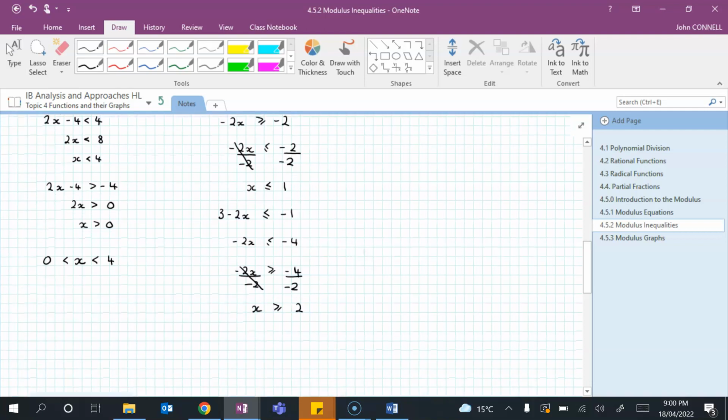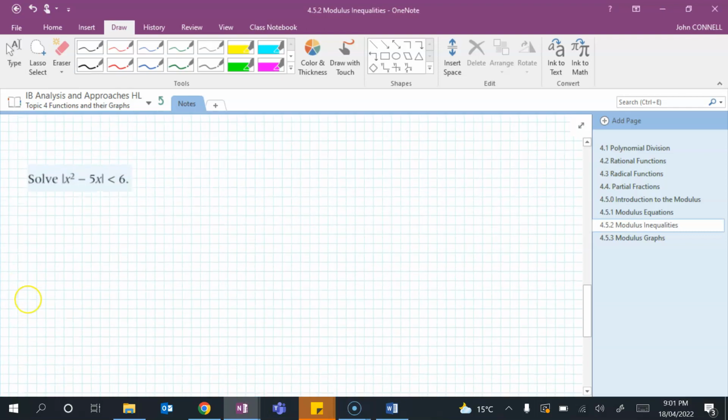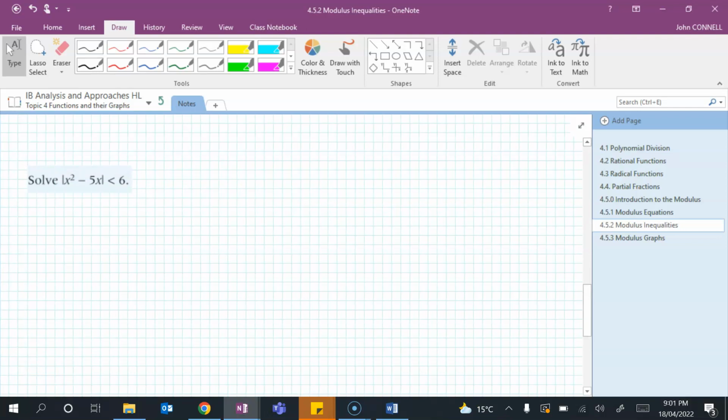So what we've seen here, that x is less than or equal to 1 and greater than or equal to 2. So those two inequalities are my solution to that second one. If I look at this third one, it's a quadratic, but nothing really changes. The modulus of x squared take 5x being less than 6 tells us that x squared take 5x has to be less than 6, that's my first one, and x squared take 5x has to be greater than minus 6.